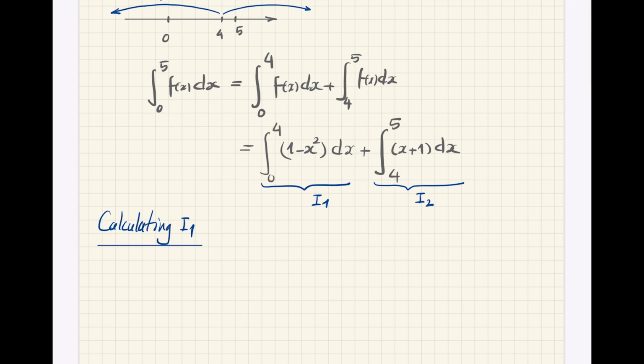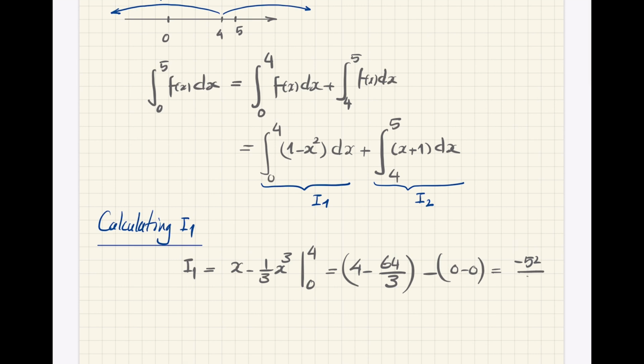Okay, so how should I calculate the first integral? I need to ask myself, can I find a primitive function for this? It is super simple, so it becomes equal to x minus 1/3 of x to the 3. This is a primitive function for my function, so it goes from 0 to 4. I put 4 and then I put 0 and subtract them. So I1 is minus 52 over 3.